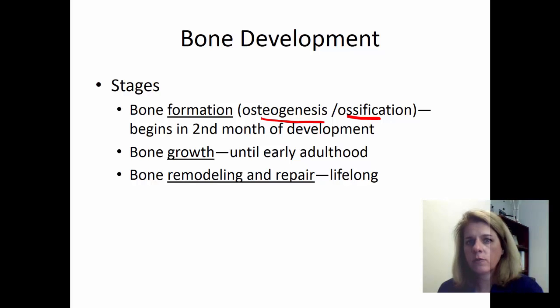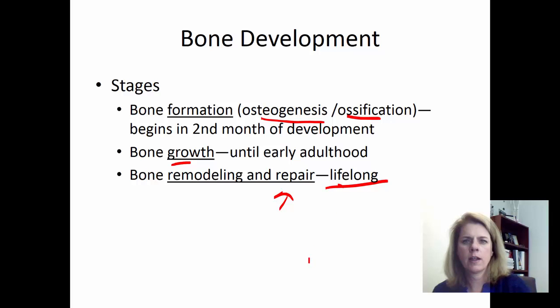And so once your bones are formed, so you're born and you have all your bones, now those bones need to grow. So you have bone formation inside the uterus during fetal development. And then once the baby is born, from there until adulthood or early adulthood, puberty, you're going to have bone growth. And then you're going to have bone remodeling and repair. All throughout our lives, our bones are constantly remodeling and repairing themselves. If you're 40-something years old and you break a bone, you've got to be able to repair it. So that's going to be going on all your life.